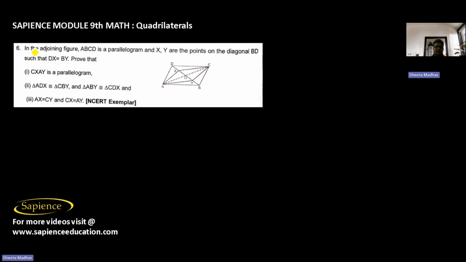Then it is told in the adjoining figure, ABCD is a parallelogram and X, Y are points on the diagonal BD such that DX equals BY. Prove that CXAY is a parallelogram, and triangle ADX is congruent to triangle CBY, and triangle ABY is congruent to triangle CDX, and AX equals CY and CX equals AY.